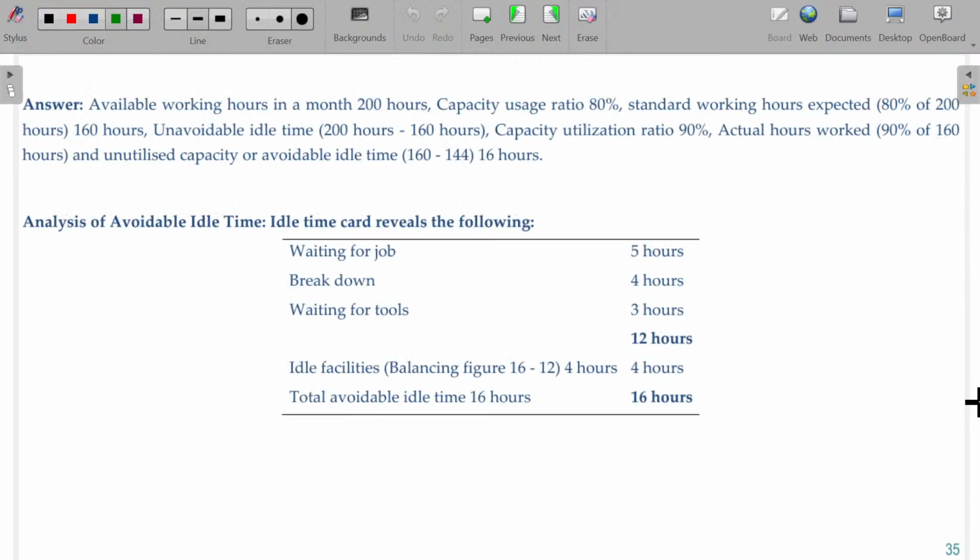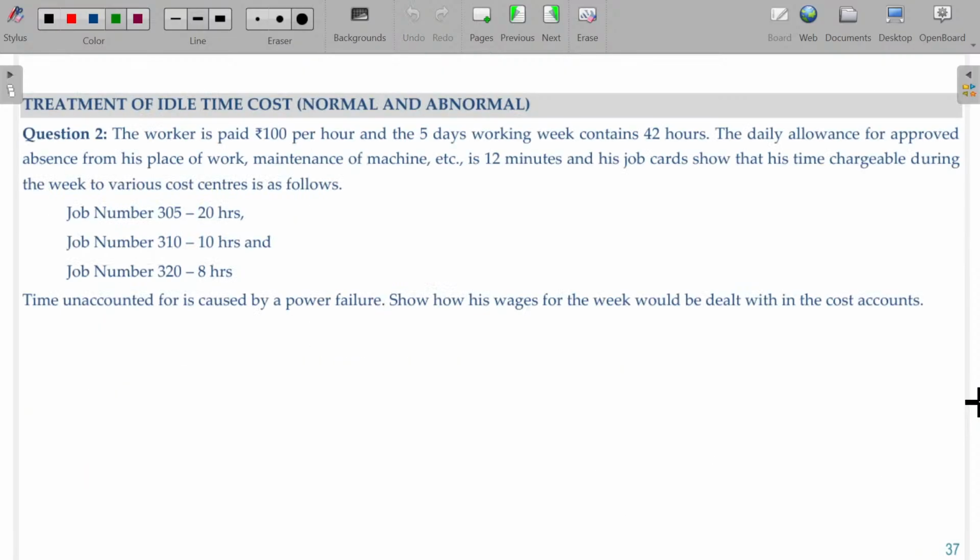Next question, question number 2. The worker is paid 100 per hour and the 5 days working week contains 42 hours. The daily allowances for approved absence from his place of work, maintenance of machine, etc. is 12 minutes. This is all about daily allowances.